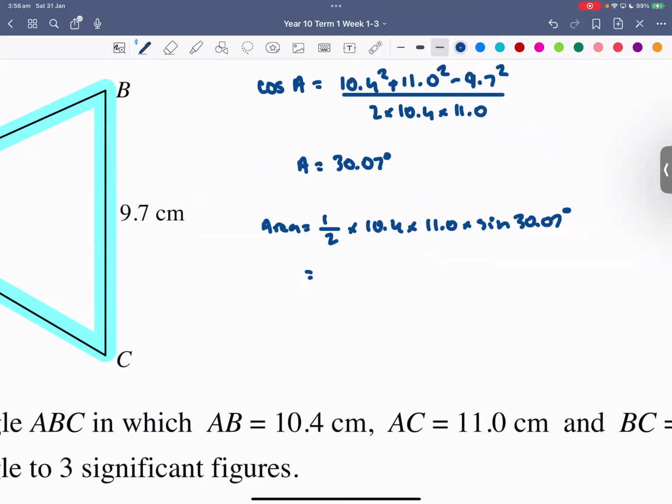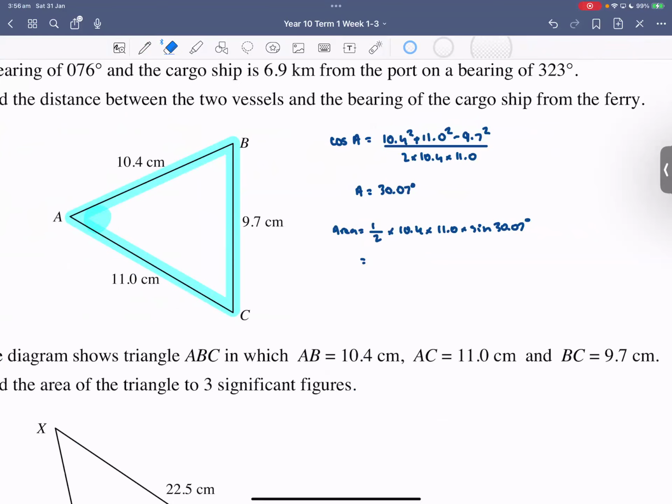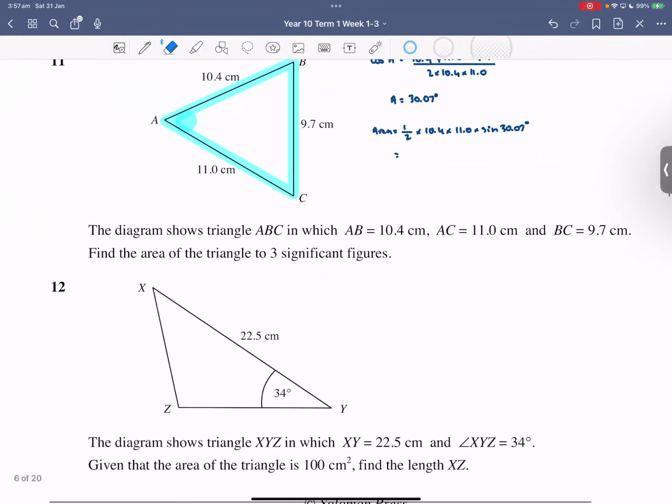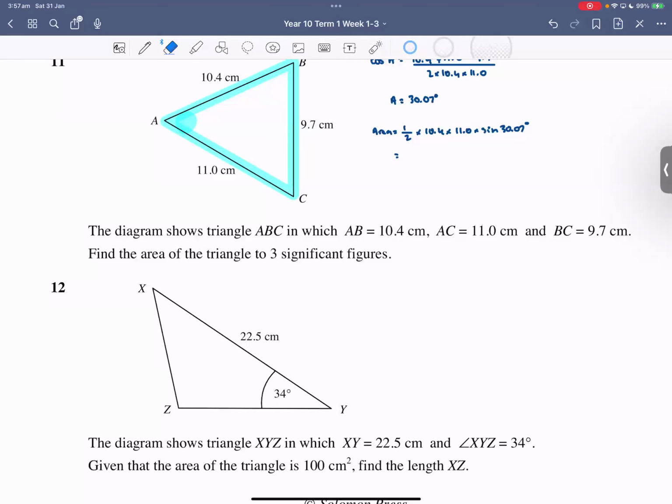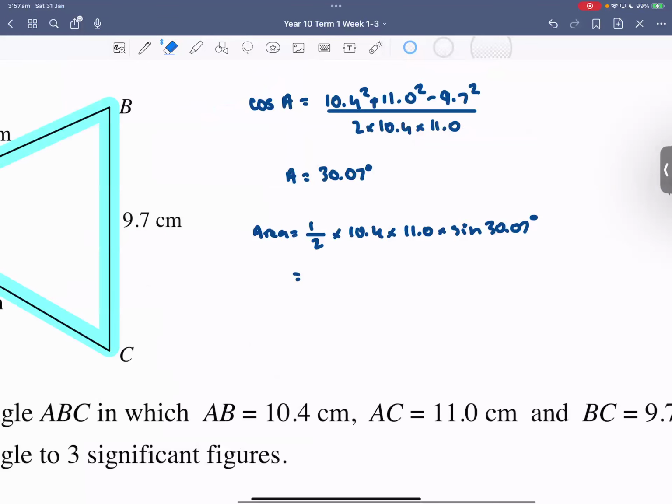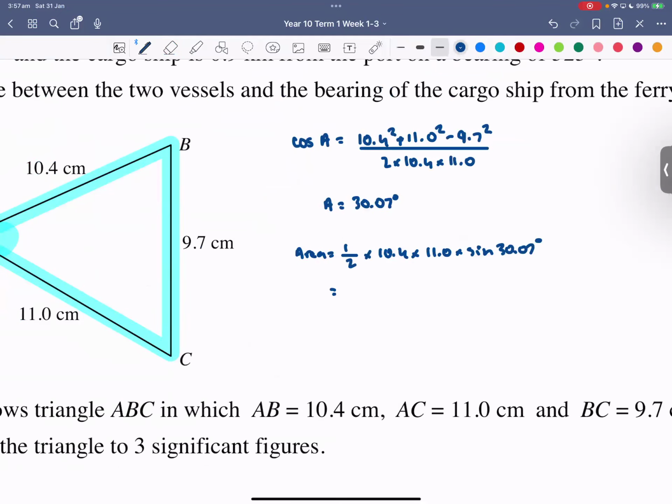People that use this scientific calculator and clear their calculator, not good. Stop clearing your calculator. You want to use the answer from before, so write Ans. Who's got an answer for the area? Two decimal places, area, come on. 28.66 centimeters squared. That is your area.